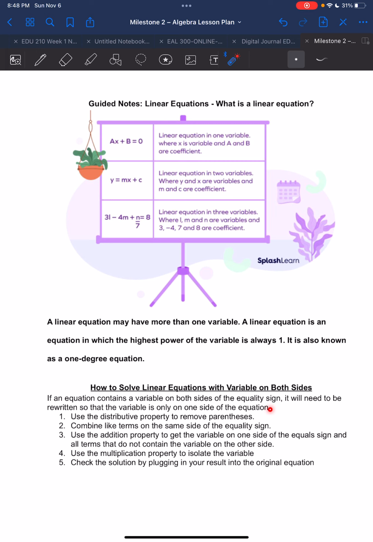My steps to solve this are: number 1, use the distributive property to remove the parentheses. Number 2, combine like terms on the same side of the equal sign. Number 3, use the addition property to get the variable on one side of the equal sign and all terms that do not contain the variable on the other side. Number 4, use the multiplication property to isolate the variable. And number 5, check the solution by plugging in your results into the original equation.